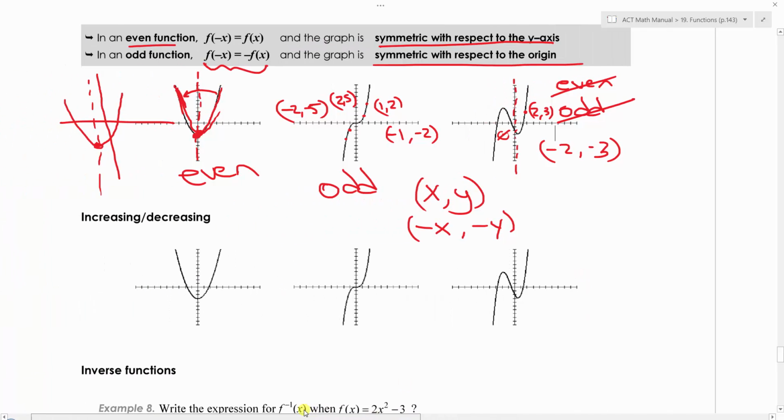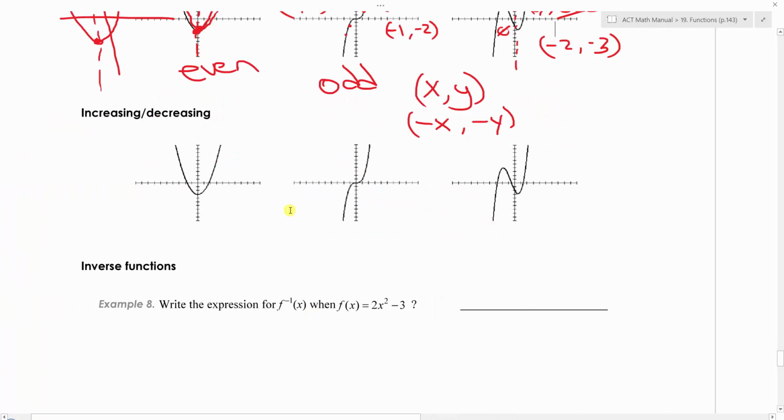Increasing, decreasing functions. What this means is we're trying to figure out what is happening to the y values as our x values increase. So here are our x values. What is happening to the y values as our x values increase?